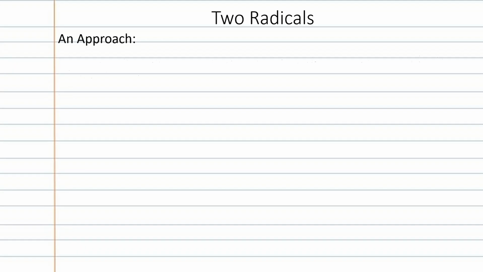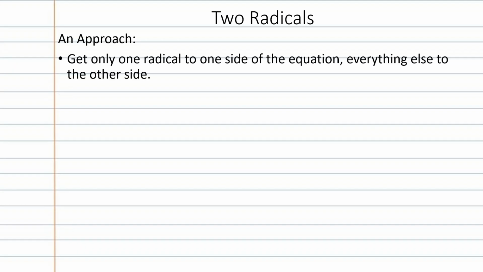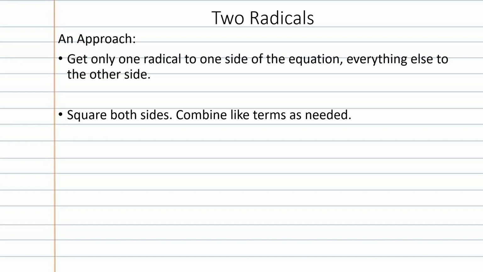For a two radical approach, what we're going to do is get only one radical to one side of the equation and everything else on the other side, even if that means having a second radical on another side of the equation. Then we're going to square both sides and combine as many like terms as we can.